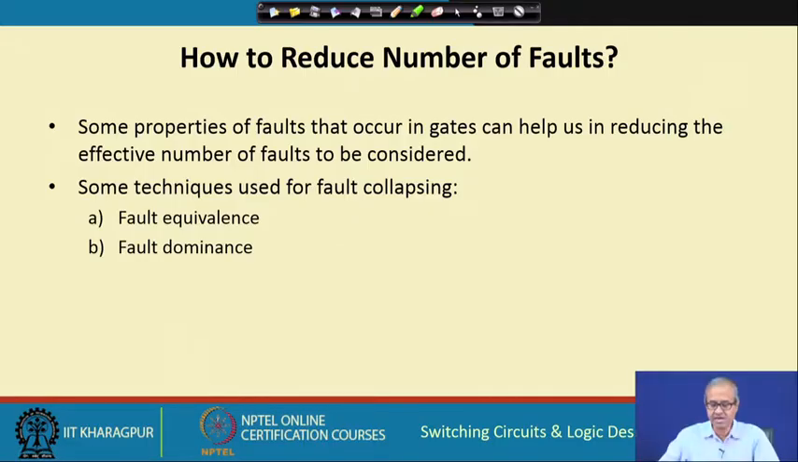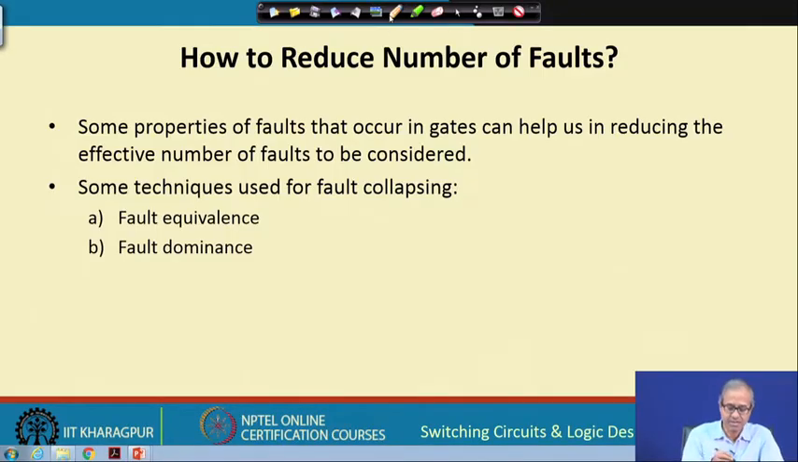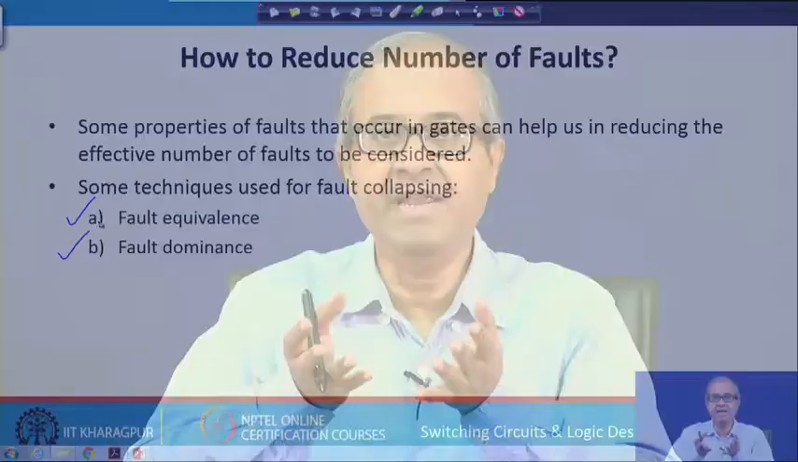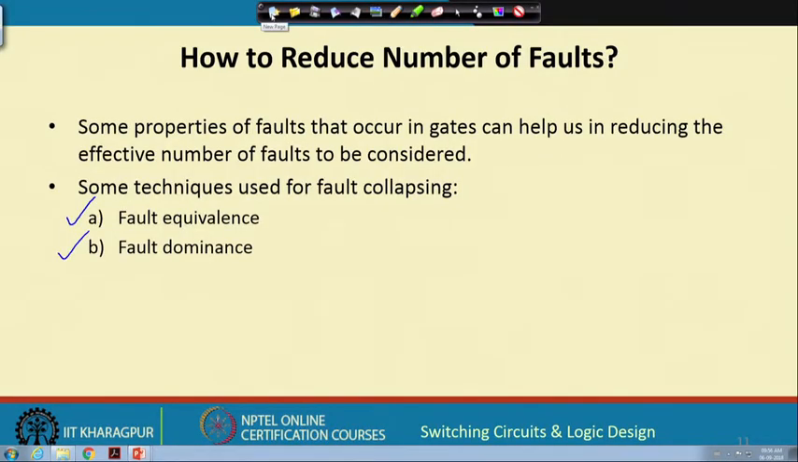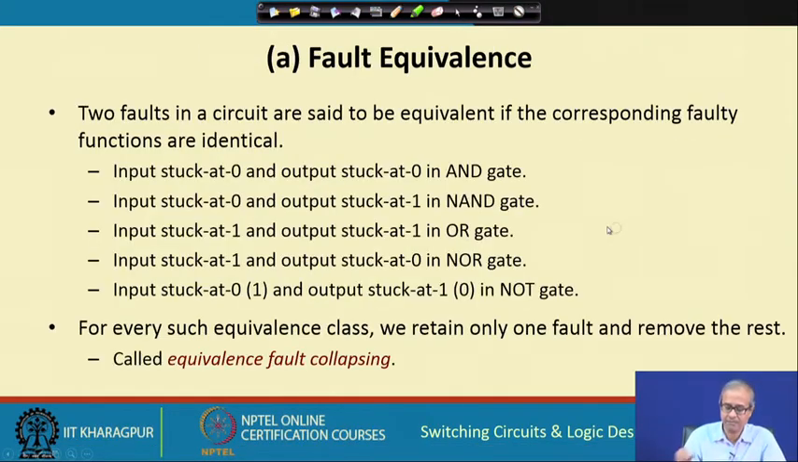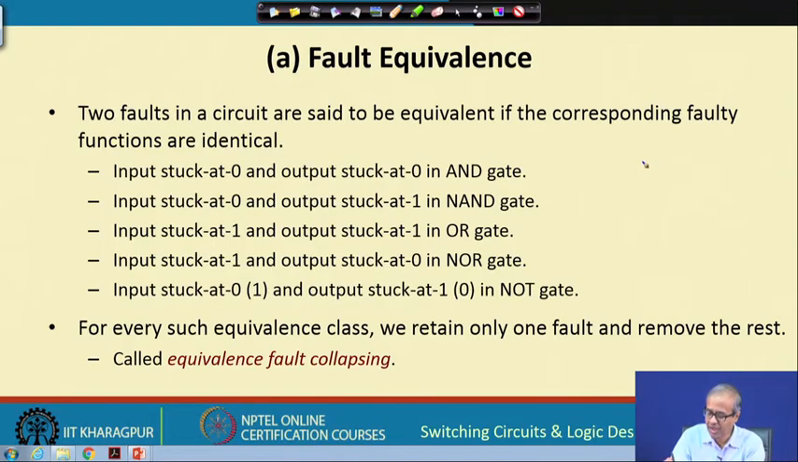Now, there is one other thing I want to talk about, the problem of reducing the number of faults. There are some properties that we shall be talking about, 2 properties called fault equivalence and fault dominance, that can actually reduce the number of faults we need to consider in a gate. Let us take some examples, it will be clear. First, let us talk about fault equivalence. I am taking a couple of examples, others you can verify similarly.